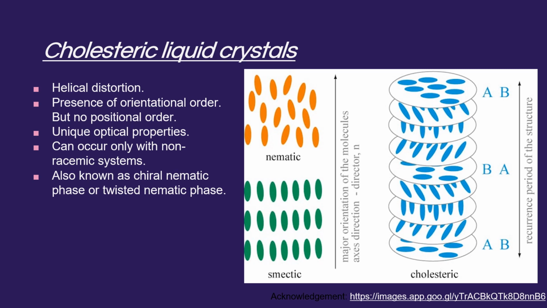Okay, so there is presence of orientational order but no positional order. From this figure, we can see that within each plane of molecules, we observe orientational order, but there is no positional order, which is almost similar to the case of nematics where we observe no positional order, but we do observe orientational order. Thus, they are given the name twisted nematic phase. It also has unique properties because of this helically distorted structure, which we'll be briefing later in this session.